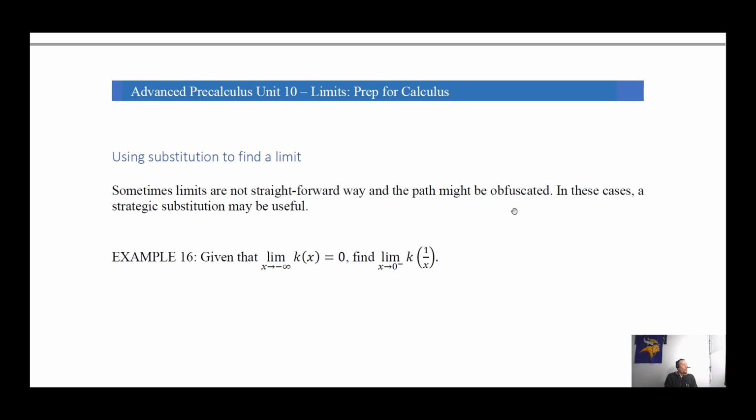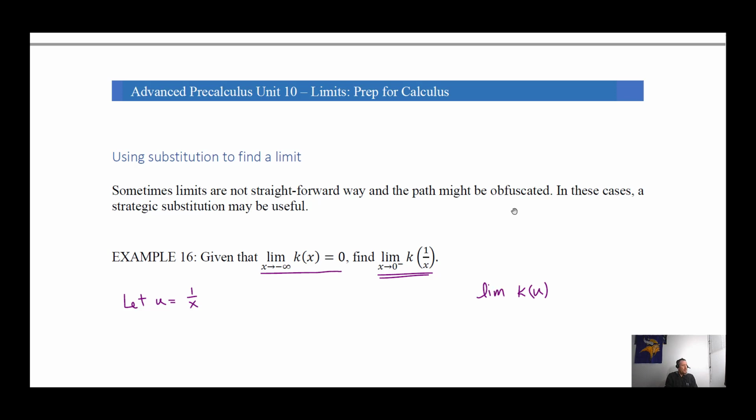So I want to find, I'm told a certain limit, but I want to find this other limit. And so our idea is we're going to try to take this problem and rewrite it in terms of something else to make it look a lot like this one. So first of all, I don't like the 1 over x in here, so I'm going to do a substitution to say let u equal 1 over x. That's going to change what's in here into a k of u.